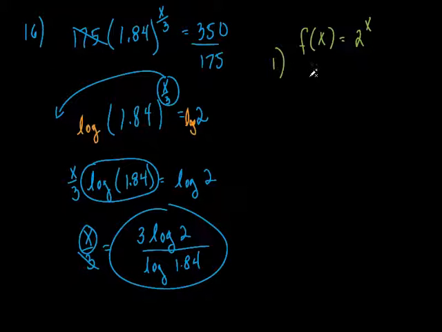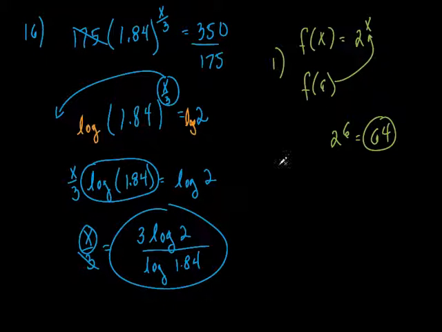Number 1 says find f of 6. So we just take 6 and put it where? In for the x. So it's just 2 to the 6, and that's 64.